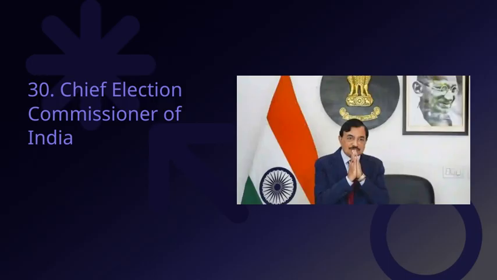The CEC has the authority to make decisions on election dates, the delimitation of constituencies, and the enforcement of the Model Code of Conduct. Essentially, the CEC acts as the guardian of India's democratic process, making sure that every vote counts and that the elections reflect the true will of the people. This position underscores the importance of independent and impartial institutions in maintaining the integrity of our democracy, which ties back to the overall theme of strengthening democratic institutions in India.